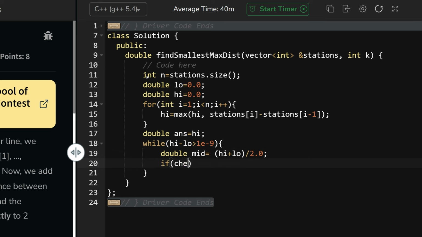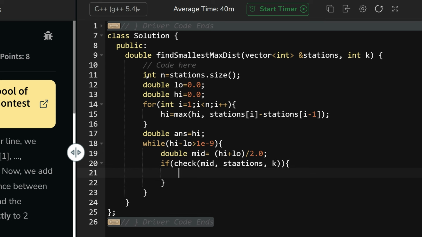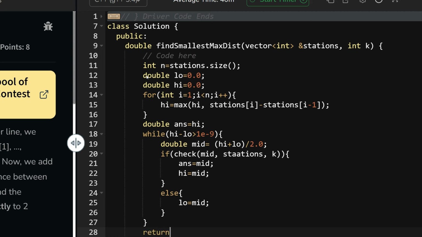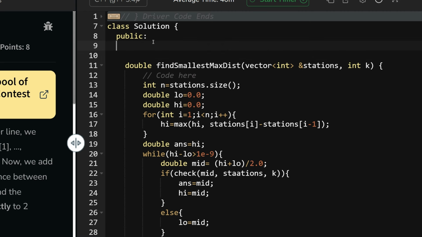If check for mid, stations and k is true, in that case my answer will change to mid and my high will change to mid, right? High will change to mid because it might be possible to find an answer lower than the current answer. Otherwise, that is not the case, so low equals mid. Moving forward, I will simply return my answer, right? So let us just define the check function now.